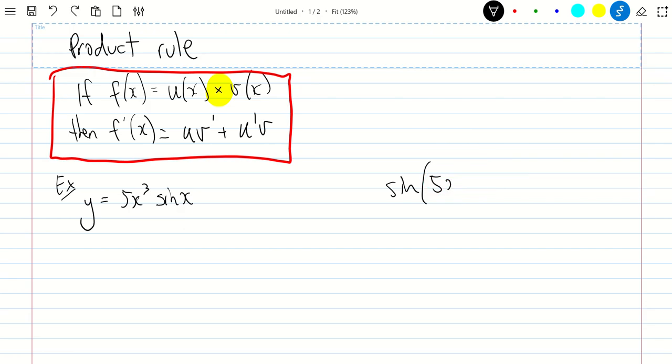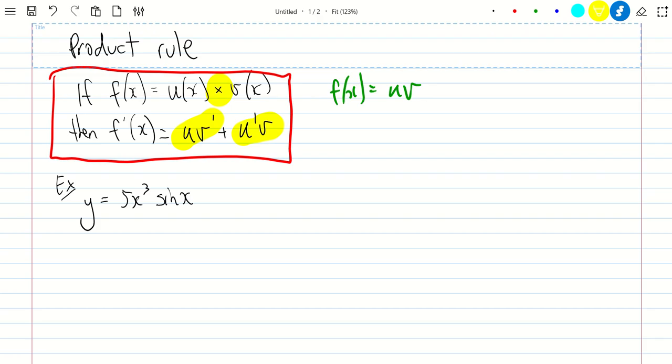Quite often when you're asked to differentiate things, they're actually combinations of these things anyway. So let's have a look at what it says. So if f of x is just uv, where u is a function of x and v is a function of x, what we do is we multiply u by the derivative of v, plus the derivative of u, times v. So they sort of swap around. You do the derivative of one, and then you do the derivative of the other.